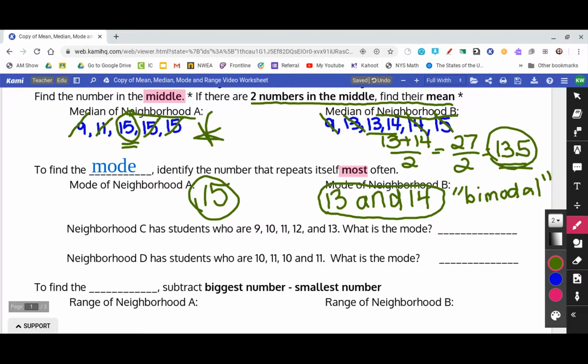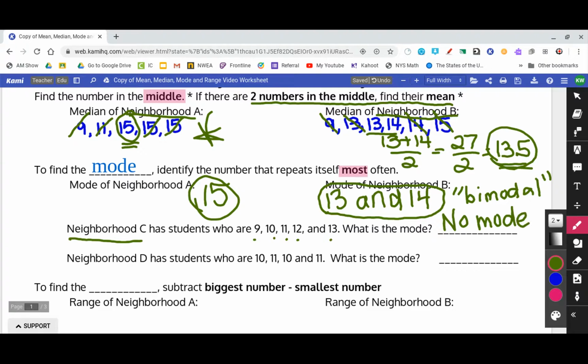Okay, now looking at neighborhood C, which is a neighborhood we haven't brought up yet, if they have students that are 9, 10, 11, 12, and 13, what do you think the mode is? Since none of the numbers repeat themselves, we would say there's no mode.